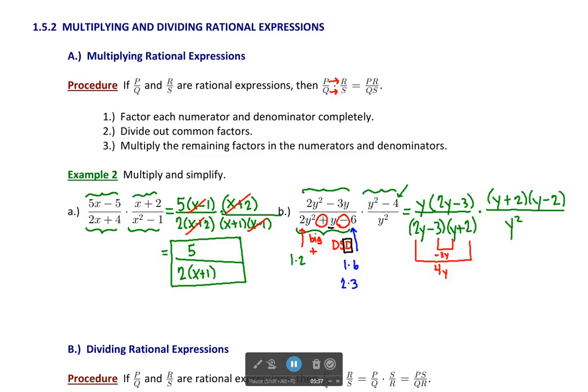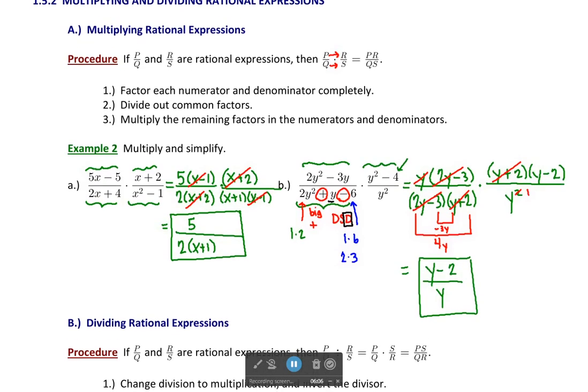Okay, let's see if we have any common factors. So we can mark out 2y minus 3. We've got a pair of y plus 2's that match. And then notice I've got a y in the numerator and a y squared in the denominator. So I can cancel out one of those y's. That's going to leave behind y to the first power in the denominator. So we end up with y minus 2 over y. And that one is completely reduced.